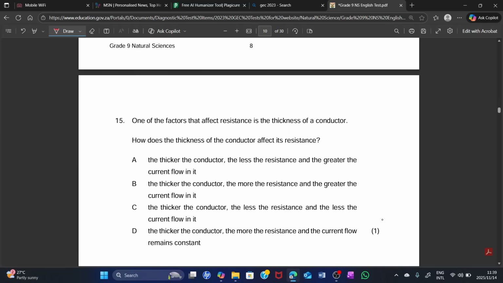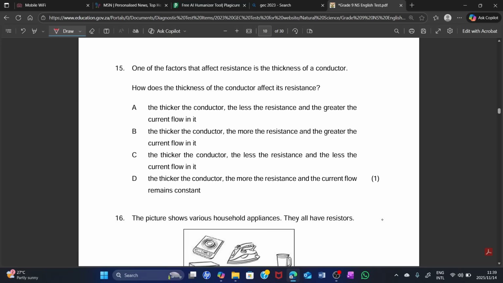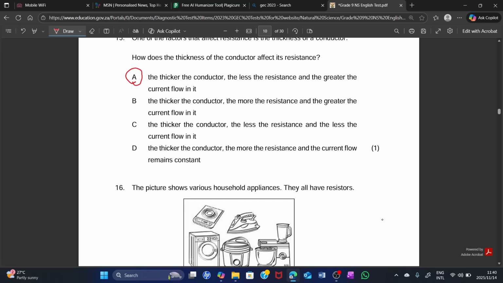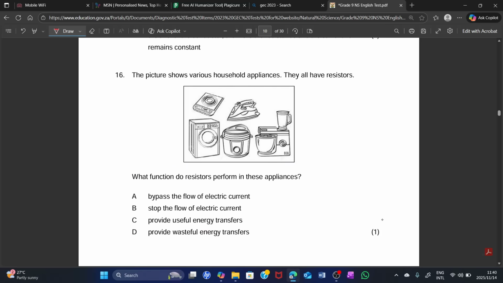Let's go to 15. One of the factors that affect resistance is the thickness of a conductor. How does the thickness of the conductor affect resistance? The thicker the conductor, the less the resistance, and the greater the current flow. That is the answer here. I think the answer was just looking at you. That's question 15. Right, now let's go to question 16.